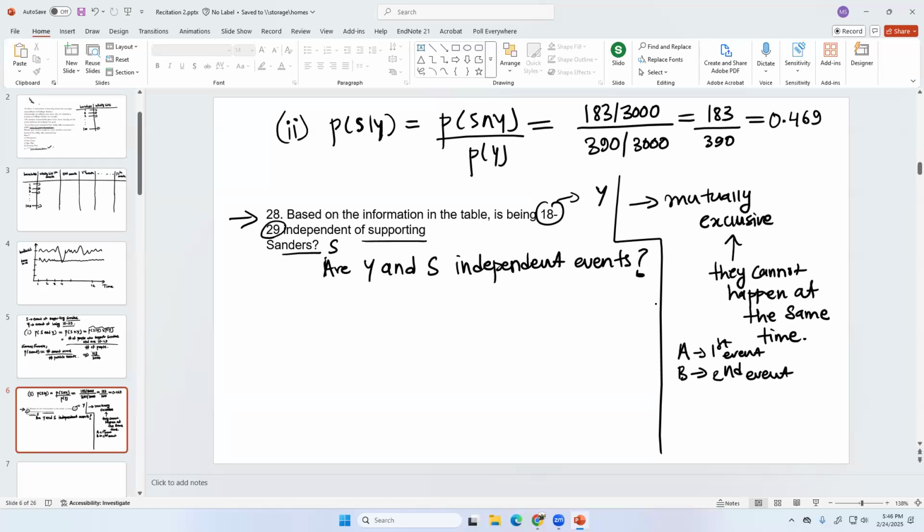If I say A and B are mutually exclusive, then what is this? If A and B cannot happen at the same time, what is the probability of A intersection B? Zero, right?